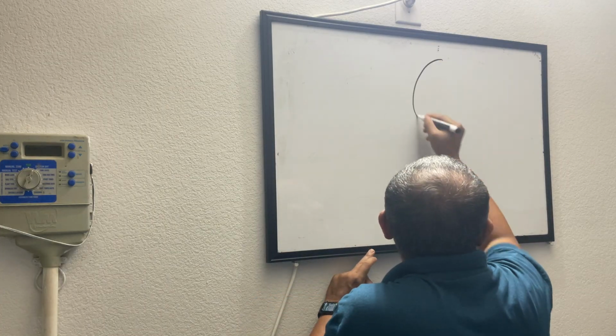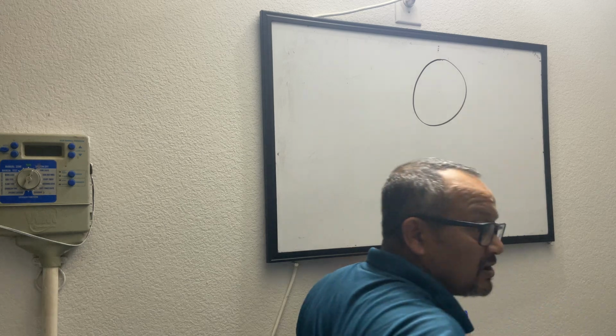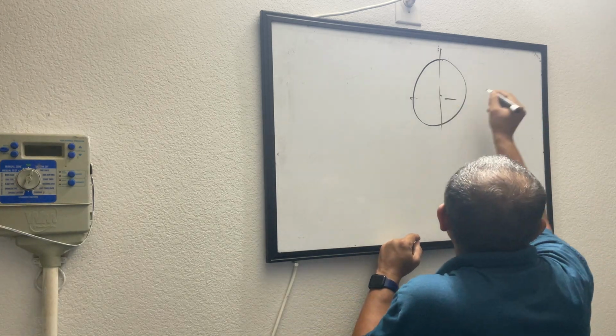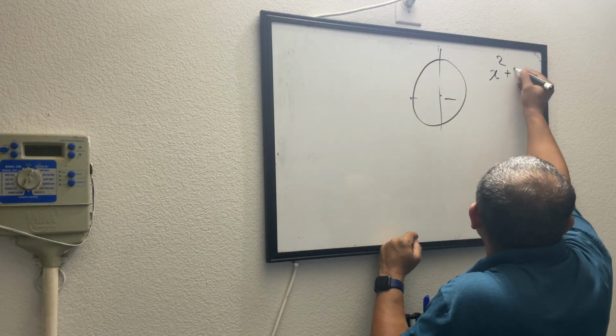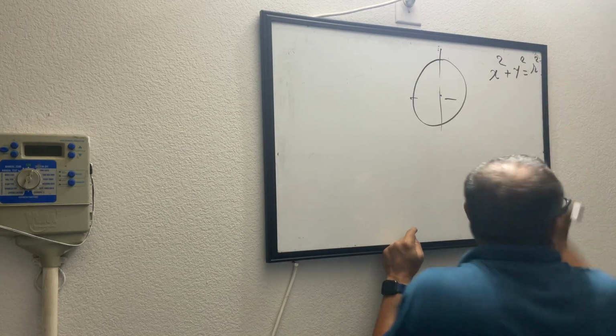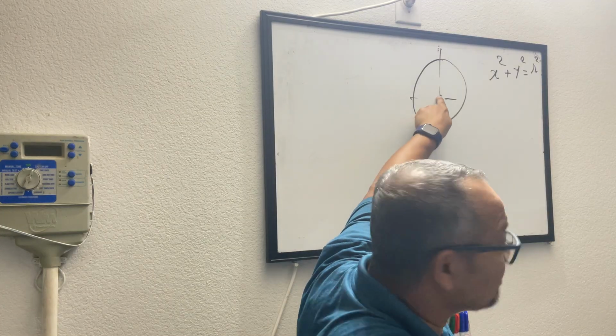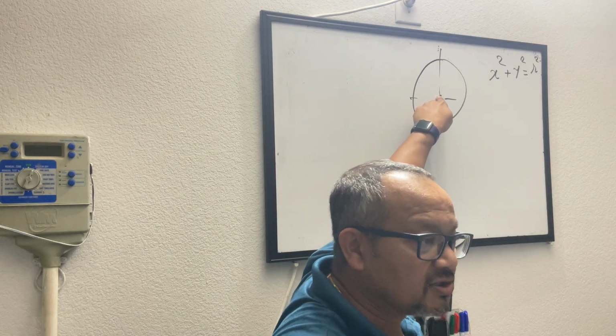Now, if you remember, if I have a circle, what is the equation of a circle where the center is at the origin of the coordinate plane? It is x squared plus y squared equals r squared. This is the equation of the circle where the center of the circle coincides with the origin of the coordinate plane.